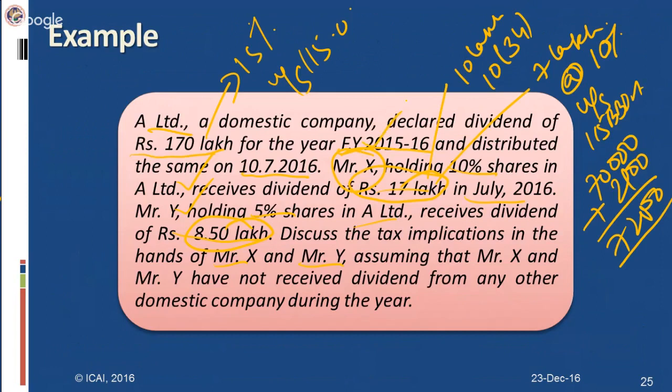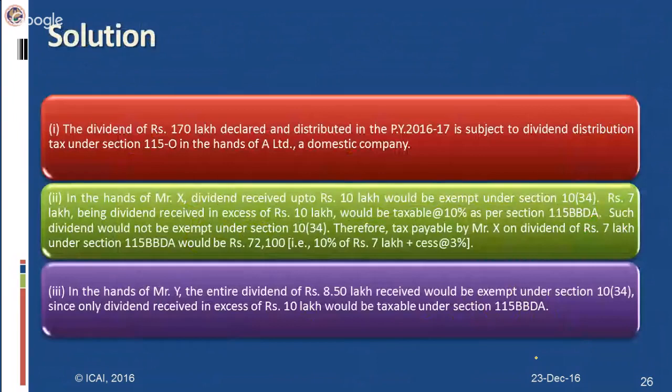What about Mr. Y? Mr. Y receives 8.5 lakh, which is less than 10 lakh. So 115BBDA would not be attracted in his case. Entire amount will be exempt under section 10(34). This is what we described here.